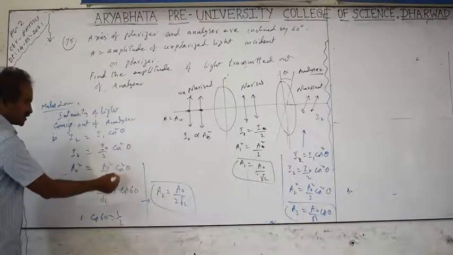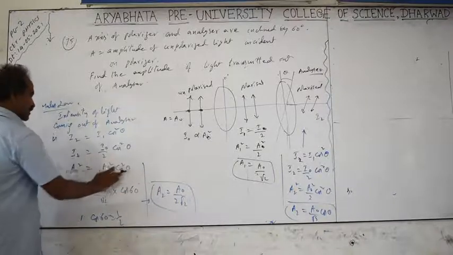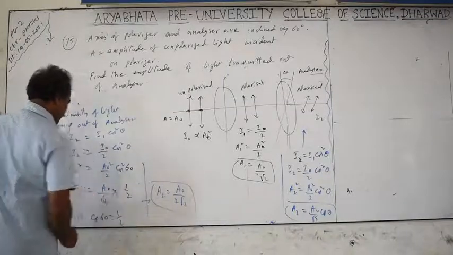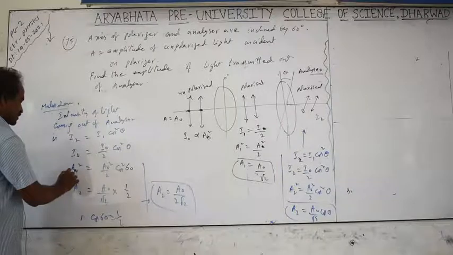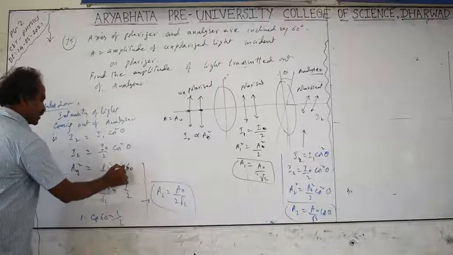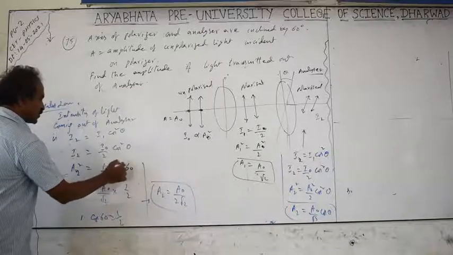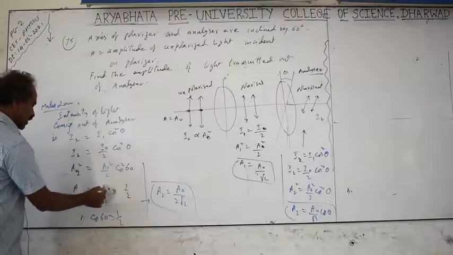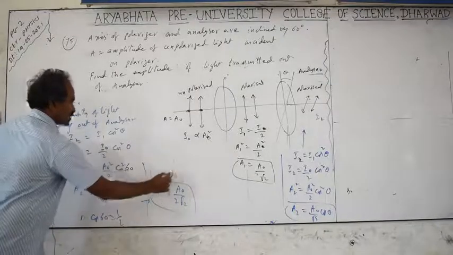Theta is 60 degrees, you can substitute here. Cos 60 is half. Taking the square root, A2 equals A0 by root 2 into cos 60. Cos 60 is half. That means A2 equals A0 by 2 root 2, which is the answer for this question.